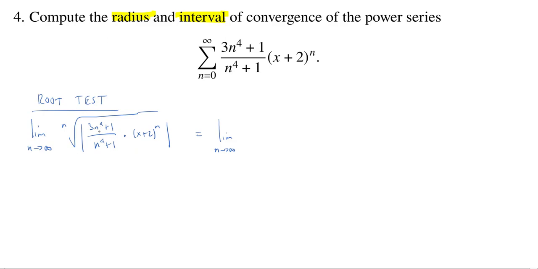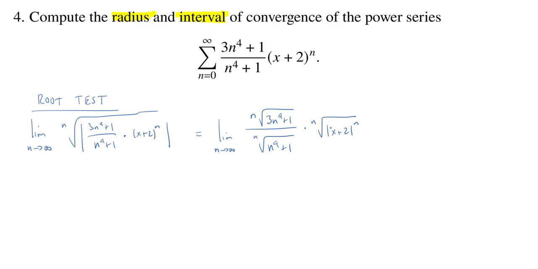Now, the first two, 3n to the fourth plus 1 and n to the fourth plus 1, are always positive, so I'm going to get to drop the absolute value there. But this (x plus 2) to the n actually could be negative, so I'm going to have to worry about that absolute value. So I'll get the nth root of 3n to the fourth plus 1 over the nth root of n to the fourth plus 1 times the nth root of the absolute value of x plus 2, and then I take the nth power, right? Again, absolute value commutes with product, so I can pull out this exponent.